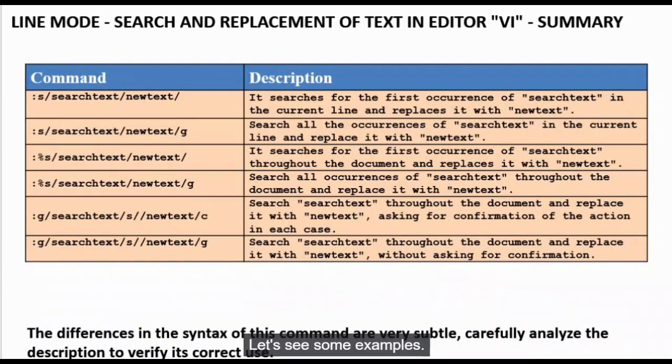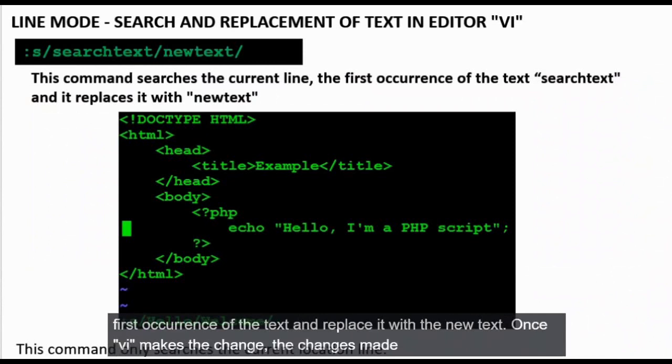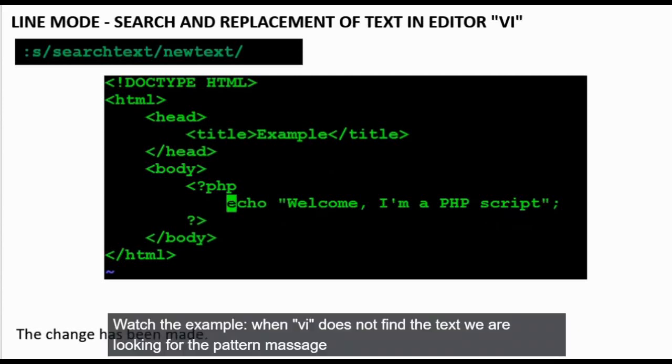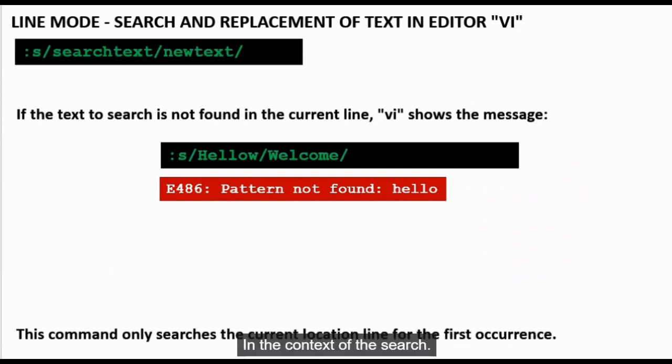Let's see some examples. For example, the command s/text to search/new text/ allows us to find the first occurrence of the text and replace it with the new text. Once Vi makes the change, the current line simply appears. Watch the example. When Vi does not find the text we are looking for, the message "not found" will appear on the last line of the screen. So the text that we are trying to find was not found by Vi in the context of the search.